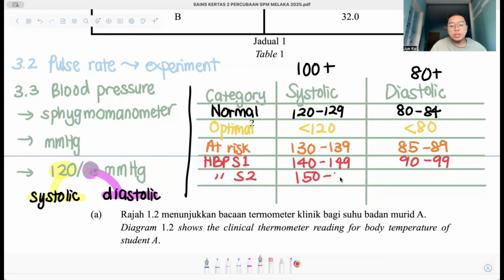And then high blood pressure, stage 2. 150 to 159. Wait. Not 150, it's 160. Okay. 160 to 179. And then your diastolic will be 100 to 109. Last one, high blood pressure stage 3.